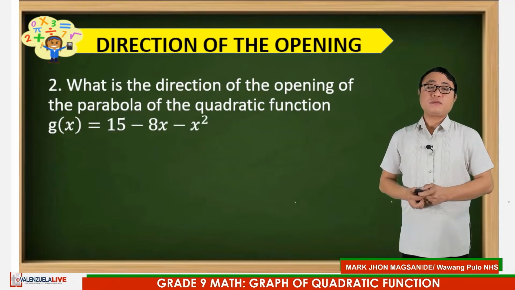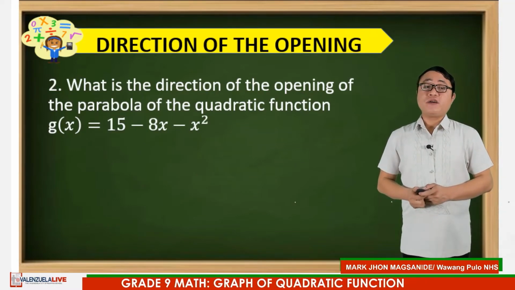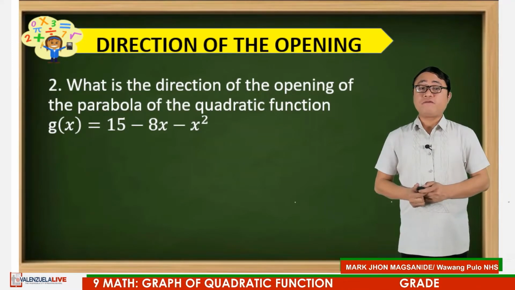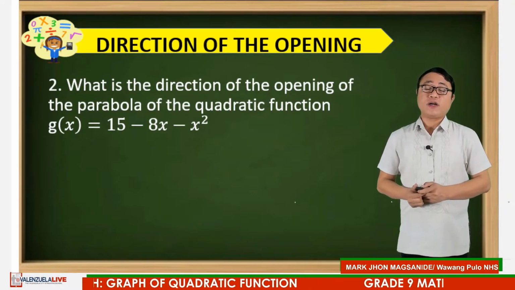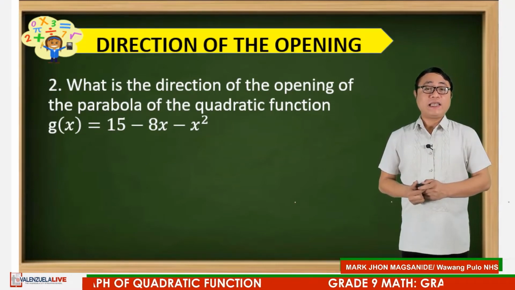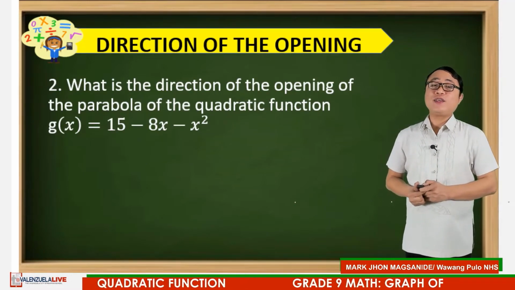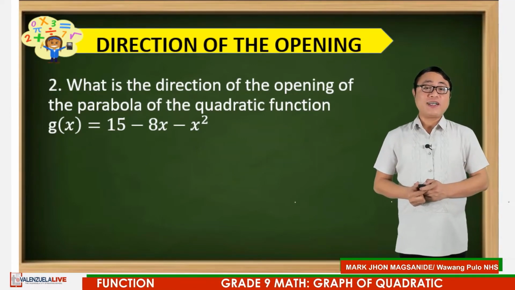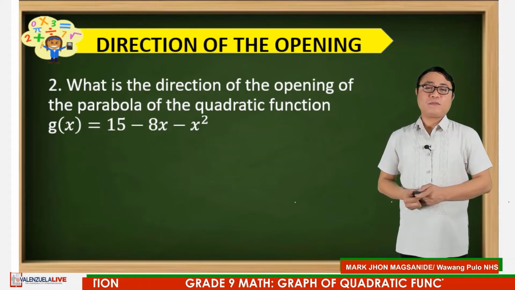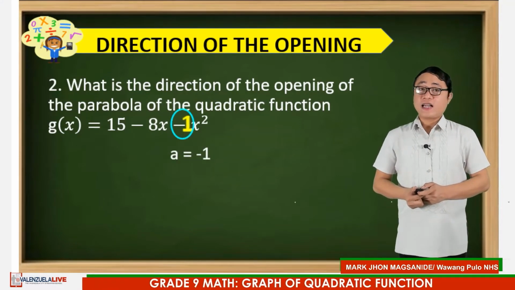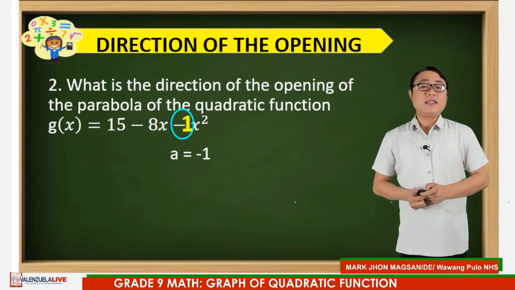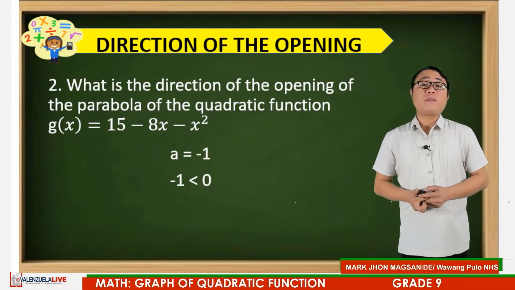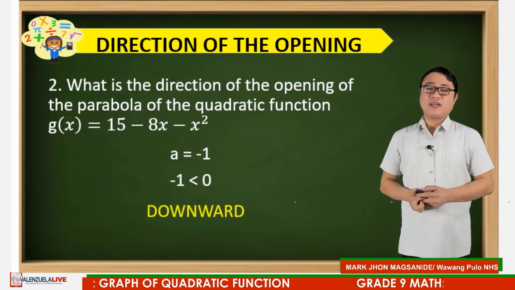Number 2. What is the direction of the opening of the parabola of the quadratic function g of x is equal to 15 minus 8x minus x squared? Again, pardon me for not writing the question mark. What do you think? If you answer downward, then you are correct. The value of a is -1. And -1 is less than 0. Therefore, the opening of the parabola is downward.